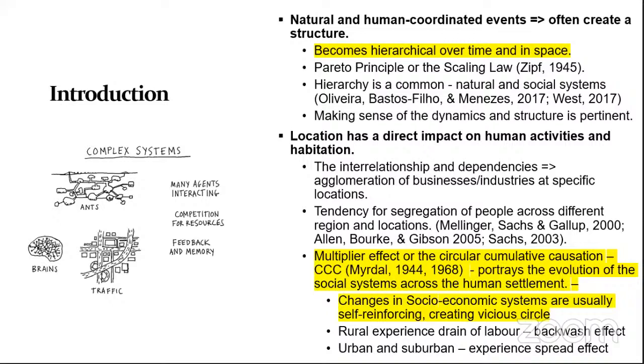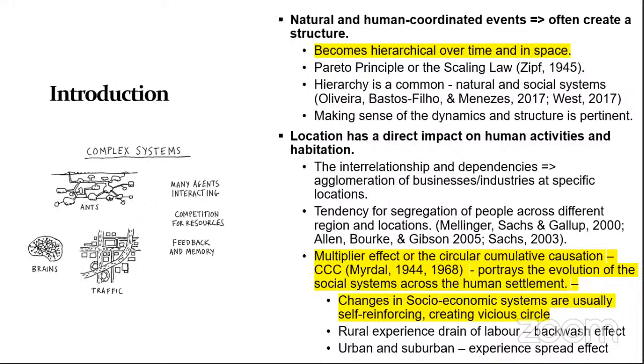We know location plays an important role in human activities and habitation. This plays a role in businesses, in the location of industries, and also most of the time creates segregation and a kind of structure that makes similar people want to live in certain places, and people who are not like those people want to live in another place. This has also been characterized in what Professor Milder called the multiplier effect, in which we can see the evolution of social systems across human settlements, in which the poorer areas get poorer and the richer areas get richer.